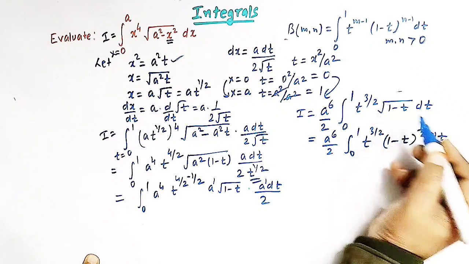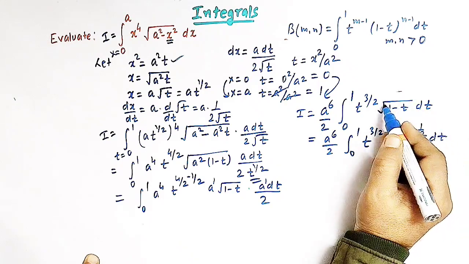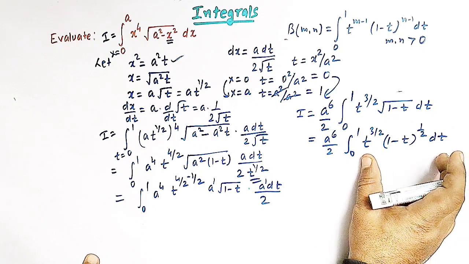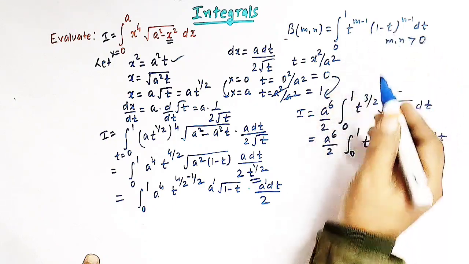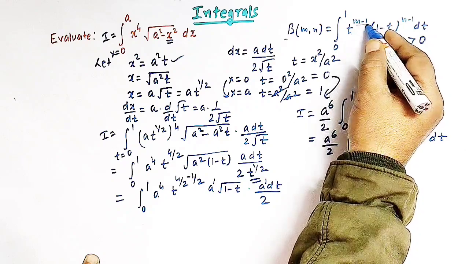So we can write here 1 over 2 for this radical sign, that is the square root. So now if we compare this integral with this one, then we have 0 to 1, and here we have t raised to m minus 1.